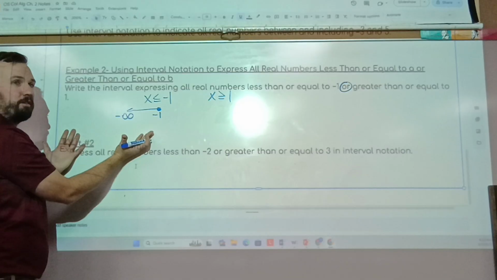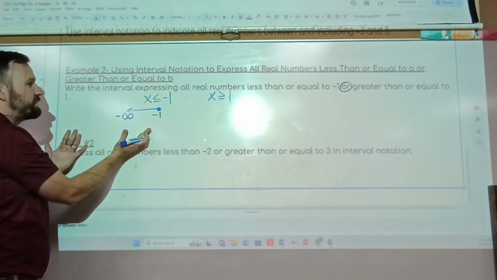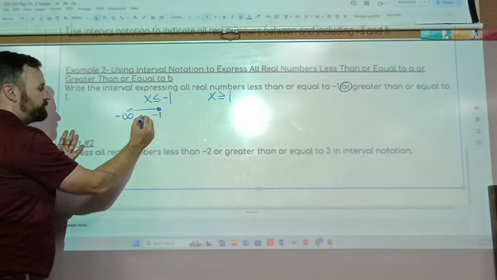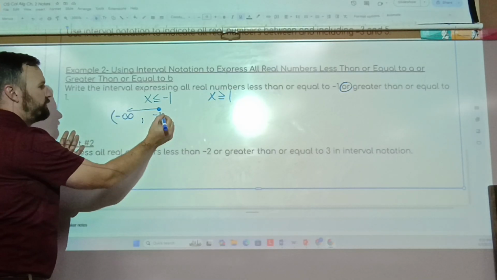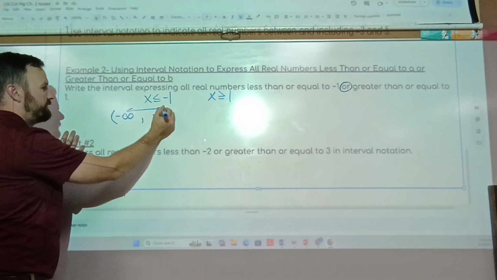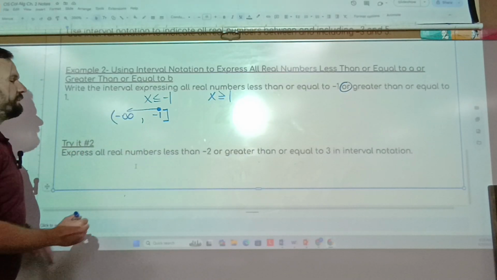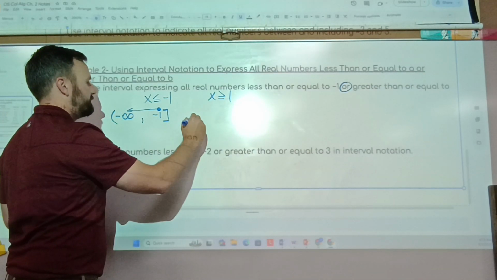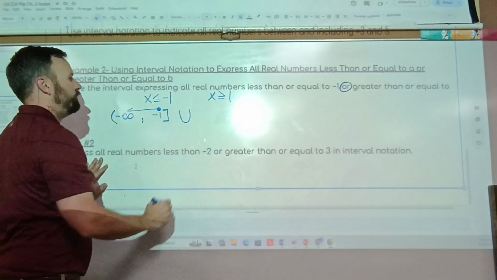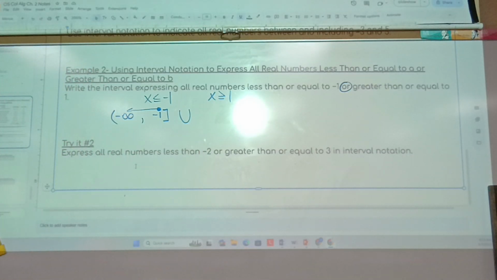So is that it? Is that going to be my interval? That's half of it. Just put a comma, then bracket or parentheses on this one. Bracket, yep, as it's or equal to. Then I'm going to put that symbol, the union, the or symbol.